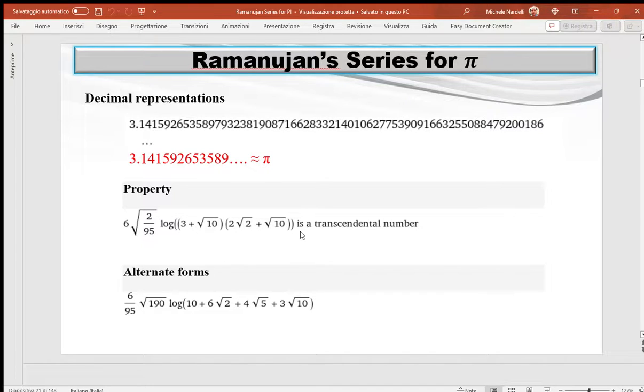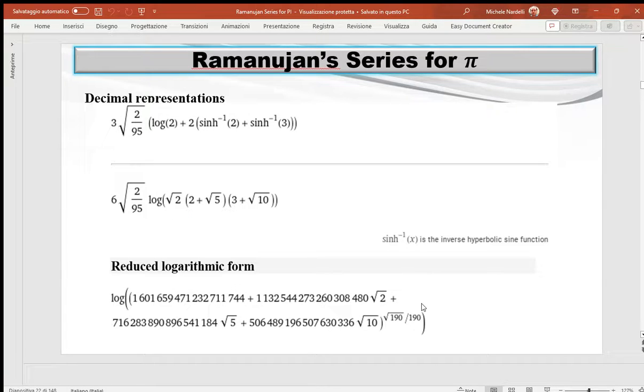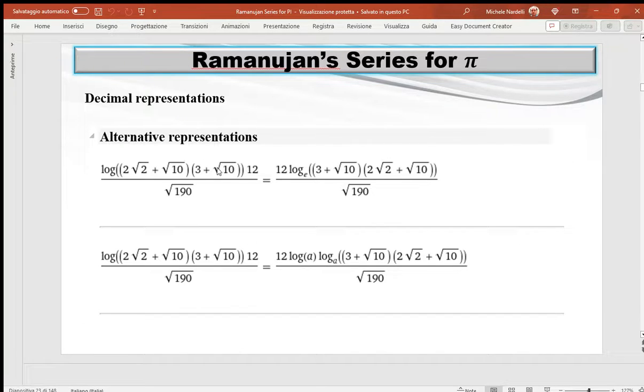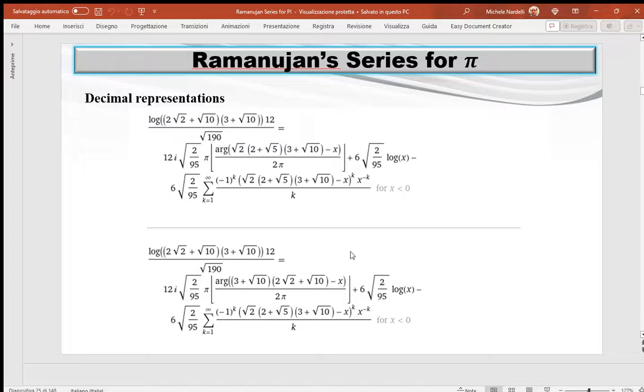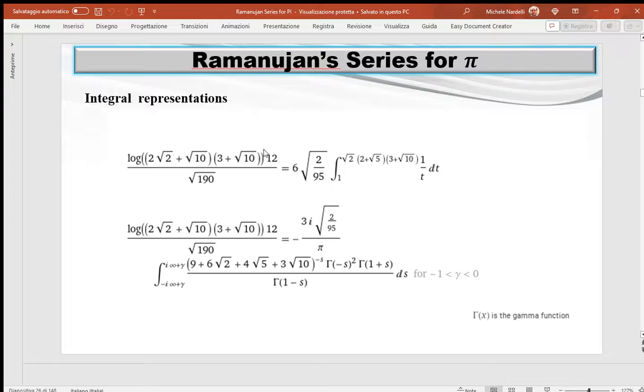The result is a transcendental number, the alternate forms, the reduced logarithmic form, the alternative representation, the series representation, and the integral representation.